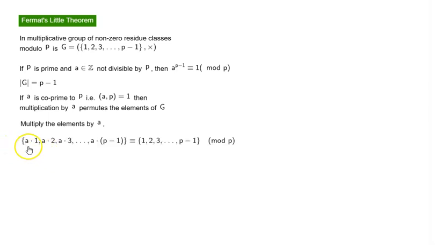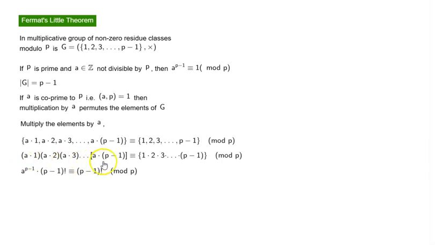So what we get is A times 1, A times 2, A times 3, and so on up to A times P minus 1, which is congruent to 1, 2, 3 dot dot dot P minus 1 mod P. Let's multiply all these elements. So A times 1 times A times 2 times A times 3 and so on up to A times P minus 1 is equivalent to 1, 2, 3 and so on up to P minus 1 mod P.